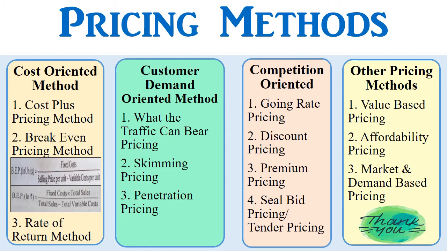Next is the rate of return or target pricing method. Under this method, first of all, the rate of return desired by the company on the amount which it has invested is calculated. The amount of profit desired by the firm is also calculated. So the amount of profit is added to the cost of production, and the price per unit of the product is calculated.